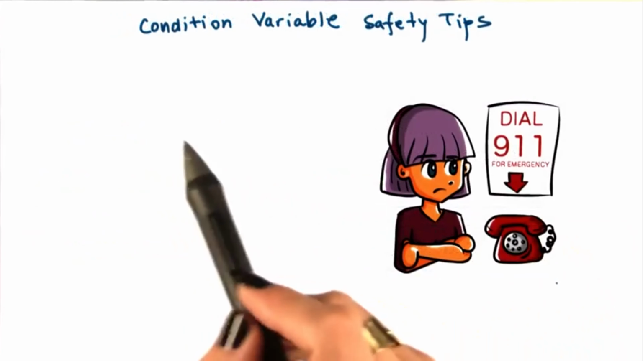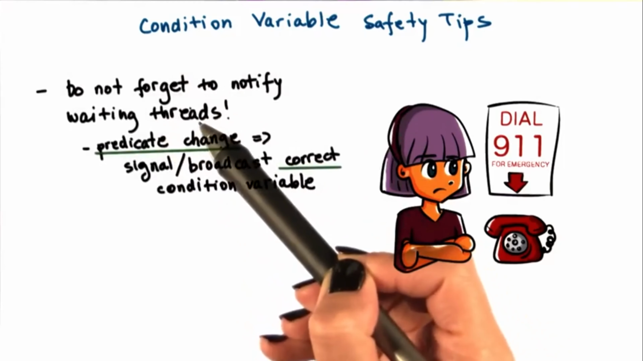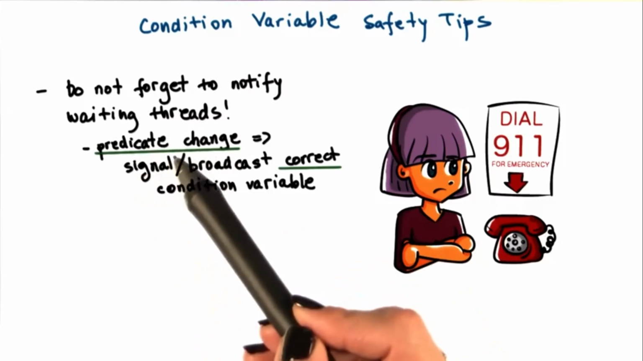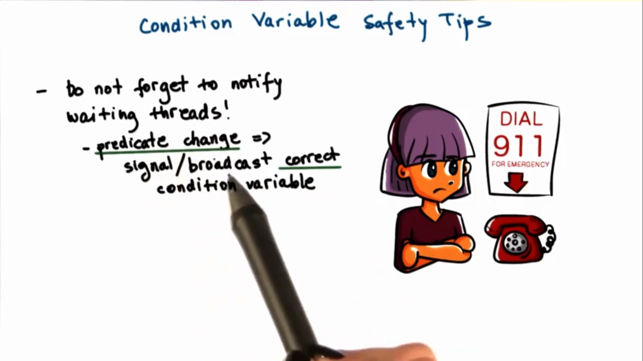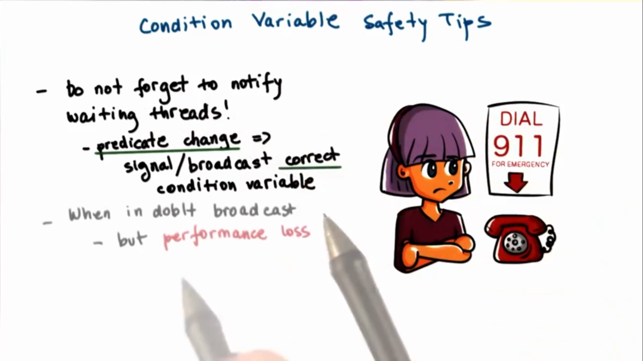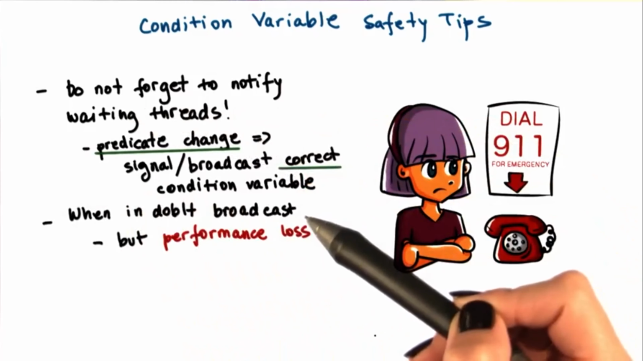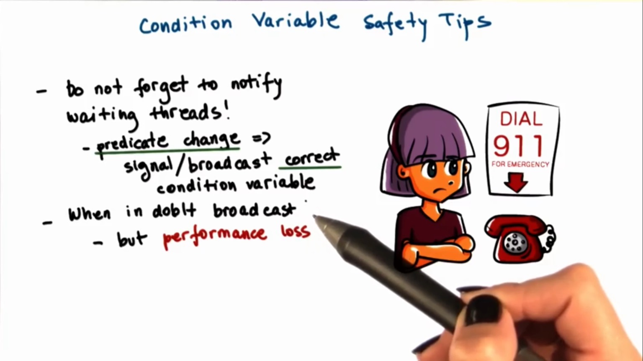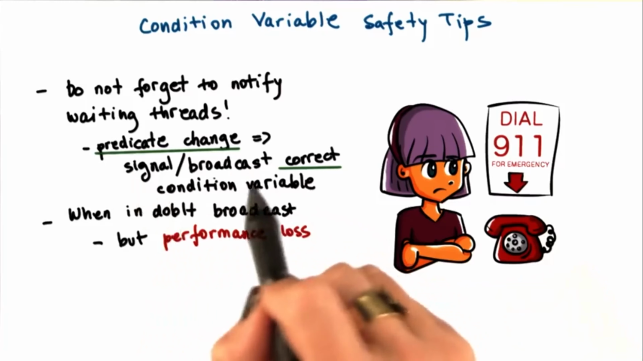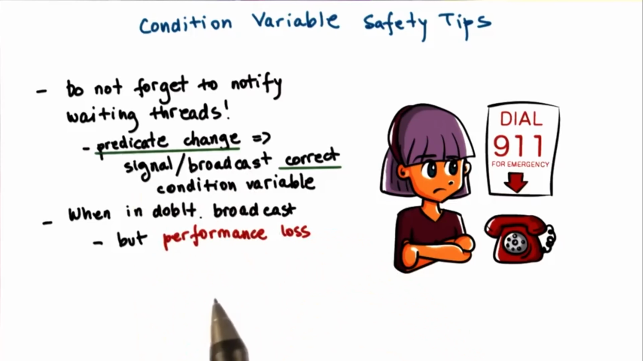And finally, a few pieces of advice regarding the use of condition variables. First, make sure you don't forget to notify the waiting threads. Whenever any aspect of a predicate that some threads are waiting on changes, make sure that you signal or broadcast the correct condition variables that these threads are waiting on. Next, if you're ever in doubt whether you should use signal or broadcast, use broadcast until you figure out what the desired behavior is. Note that with broadcast, you will lose performance, so make sure you use the correct notification mechanism, signal or broadcast, when you need to wake up threads from a condition variable.